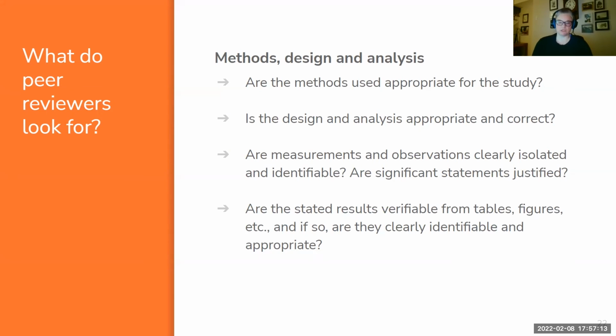Especially if it's a quantitative study, qualitative is a bit different. You want to make sure that the measurements and the observations are clearly isolated. Are significant statements justified? And I'm going to throw out a controversial opinion, but I think it's important not just to publish something that has significance. I think it's important to also publish null results, or events where they're not significant, because how do you know they worked or not? Anyways, that's another question for another day.